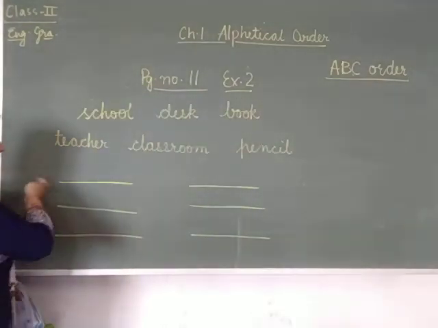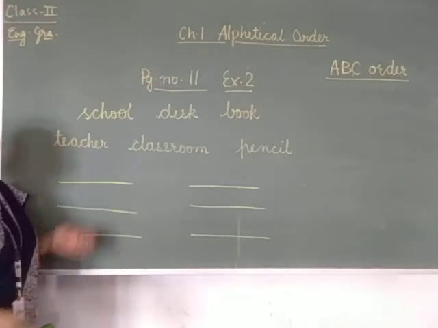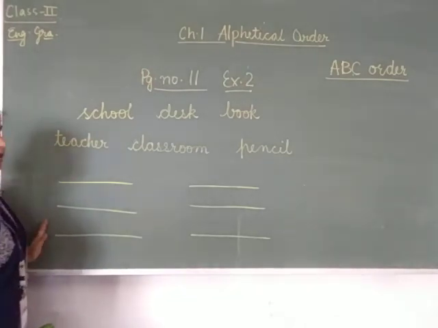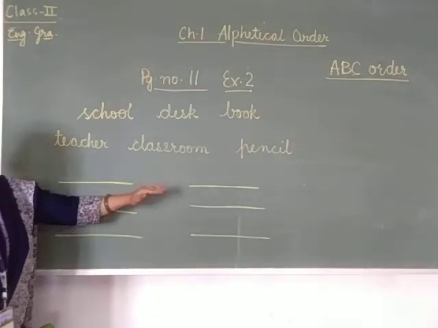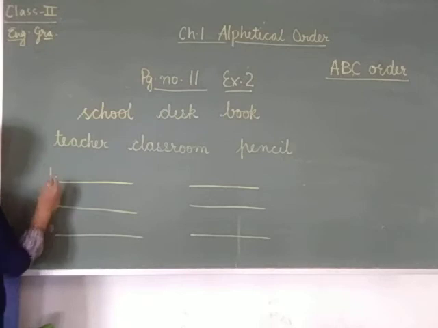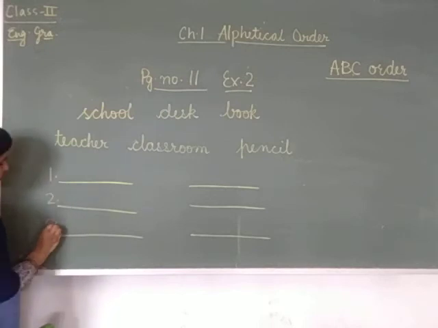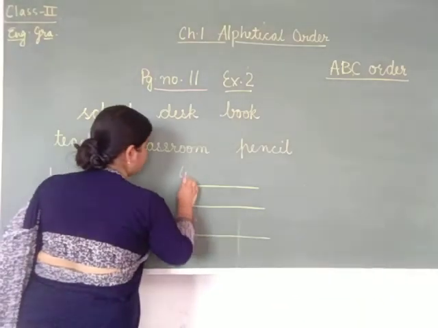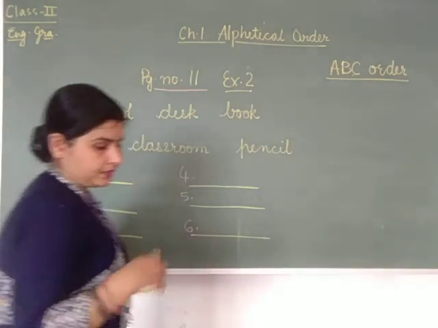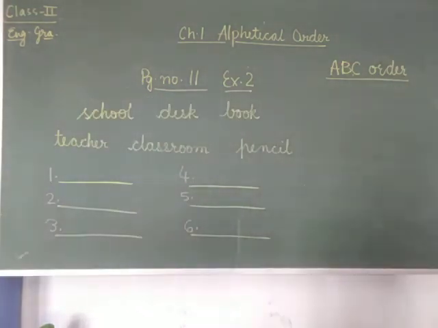Okay, so for writing in an alphabetical order, यहाँ पर अगर मैं alphabetical order में लिख दूँ तो देखने वाले को ये नहीं पता चलेगा if I am writing top to bottom or if I am writing side by side. So for that I need to mark them. So I am marking them as 1, 2, 3, 4, 5, 6. Now I will start writing them in alphabetical order.